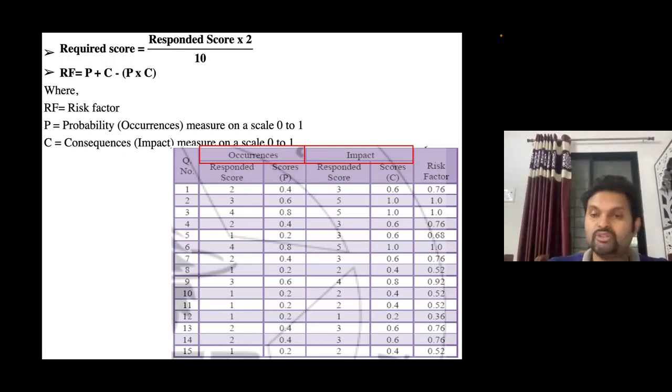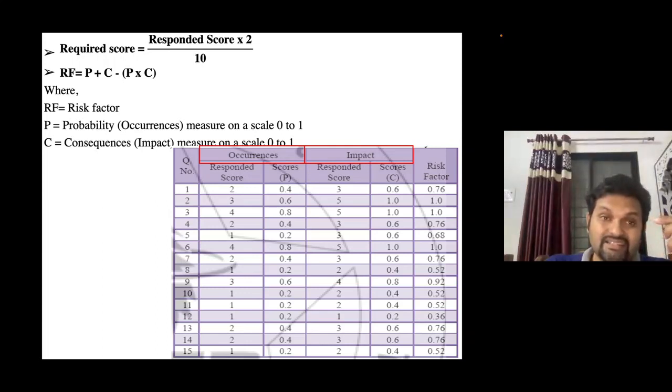Similarly, I'm going to do for impact also. Whatever the score I have put on the impact, I just need to multiply by 2 and divide it by 10. So I'm getting the values of that. Okay, so now I got the occurrence score and I got the impact score.